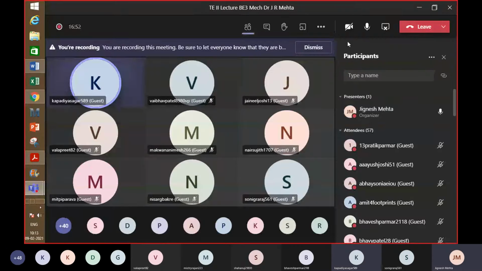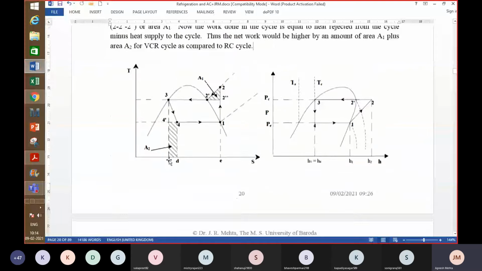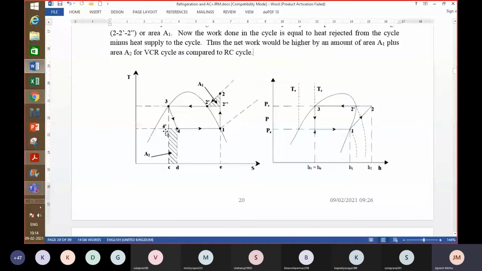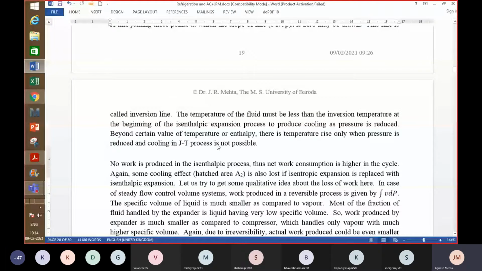Yes. Sir, why is expansion from 3 to 4' not desirable? Expansion. I think it has been explained. I think this was covered in the previous lecture. What type of process is 3-4'? It is isentropic expansion. It is desirable, but that is a theoretical thing. It would be the work that you produce in that which can reduce the net work in the cycle. So it's desirable.